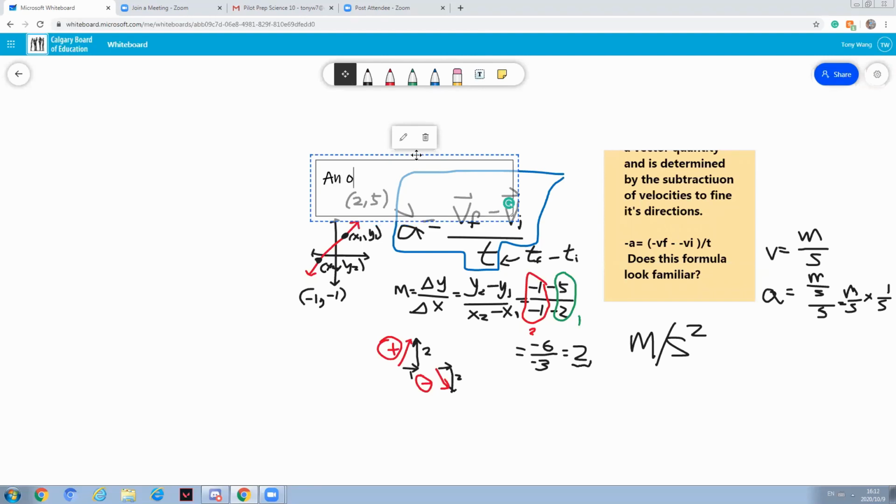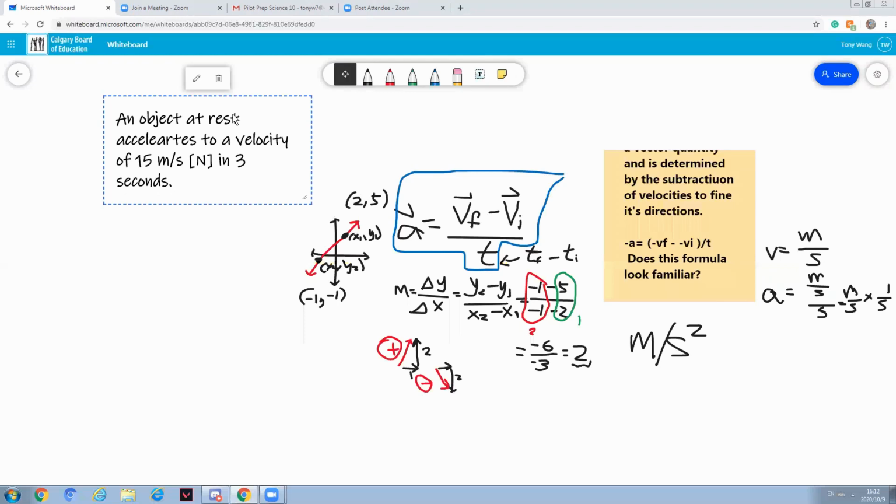So an object at rest accelerates to a velocity of 15 meters per second north in 3 seconds. All right, so with this question, you have all the information you need to find the acceleration.